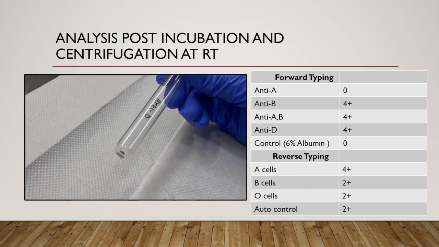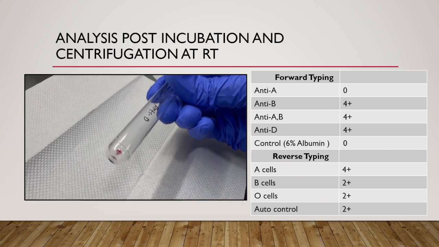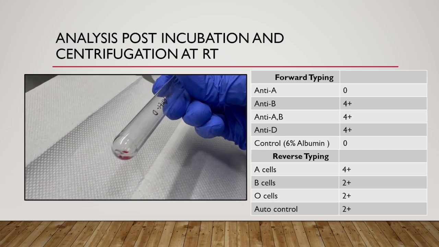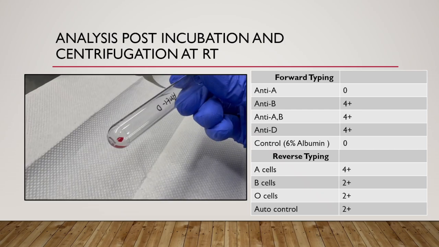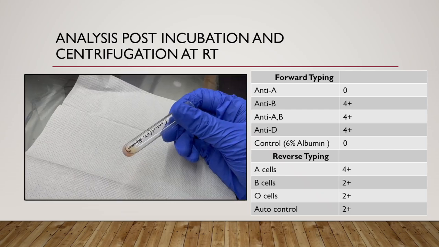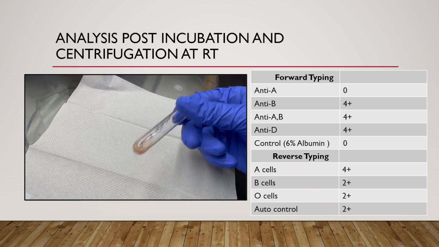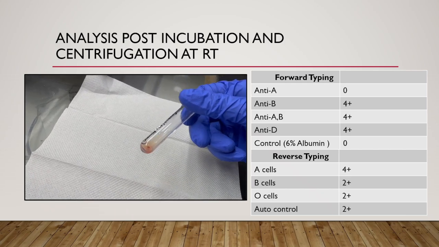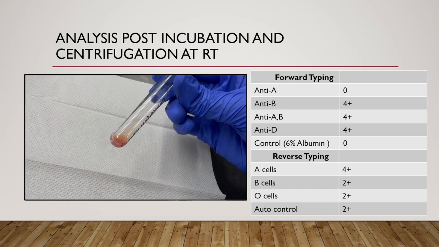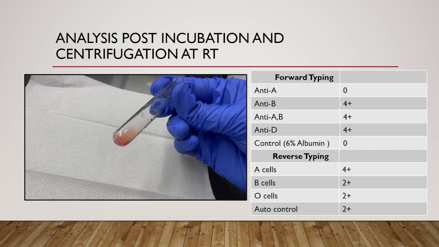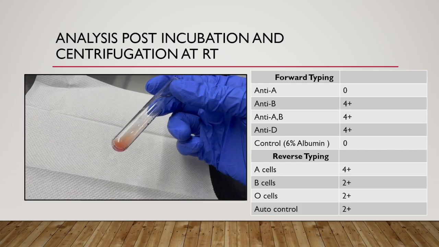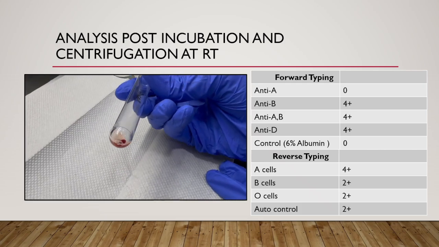And next, coming to the tube of anti-D, here also we can see a 4 plus agglutination reaction. And the control tube of 6% albumin, there is no agglutination reaction. From the forward grouping, we can assume that the blood group of the patient should be B positive.